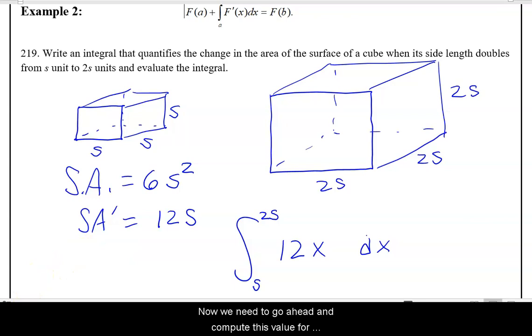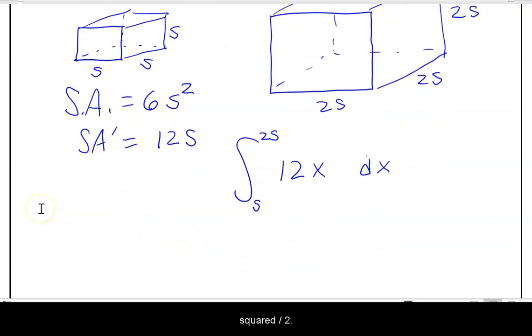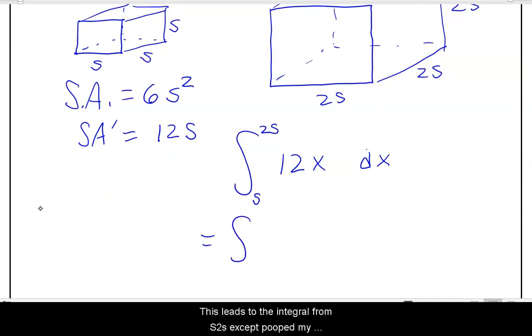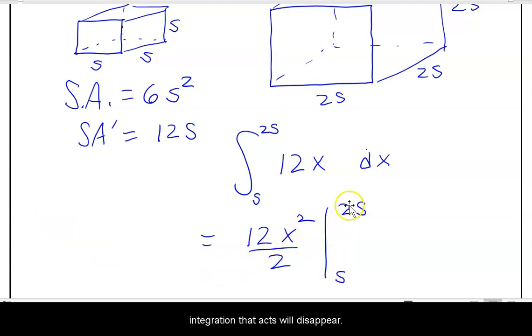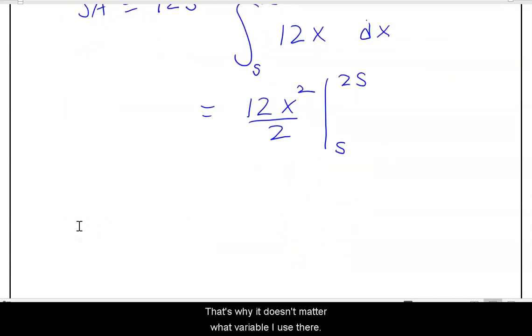Now we need to go ahead and compute this value for the definite integral. When I integrate the linear function 12x, I get 12x squared divided by 2. So this leads to the integral from s to 2s, except, oops, my integral is now gone. Instead, I get 12x squared divided by 2, which needs to be evaluated between s and 2s. When I substitute in place of the x the limits of integration, the x will disappear. That's why it doesn't matter what variable I use there.